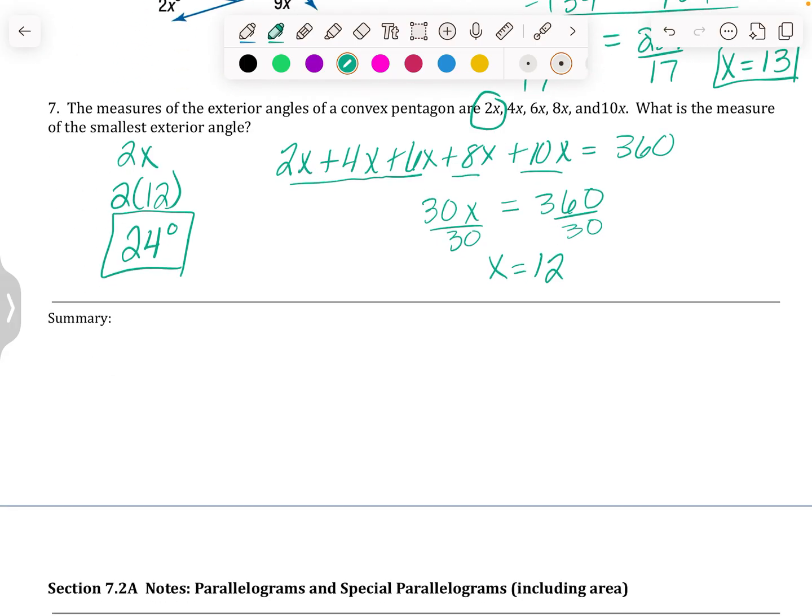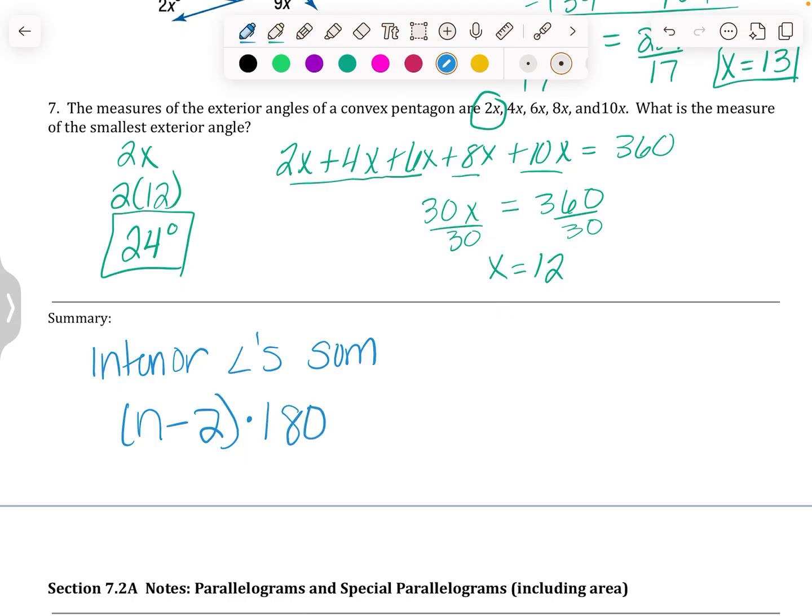All right, a quick summary of the whole unit. We find the interior angle sum by taking the number of sides and subtracting 2, which gives us the total number of triangles inside the shape. We multiply that by 180 degrees to get the interior angle sum. If it is a regular polygon, all the sides and all the angles are congruent, so for each angle you take n minus 2 times 180 and divide by the number of sides.